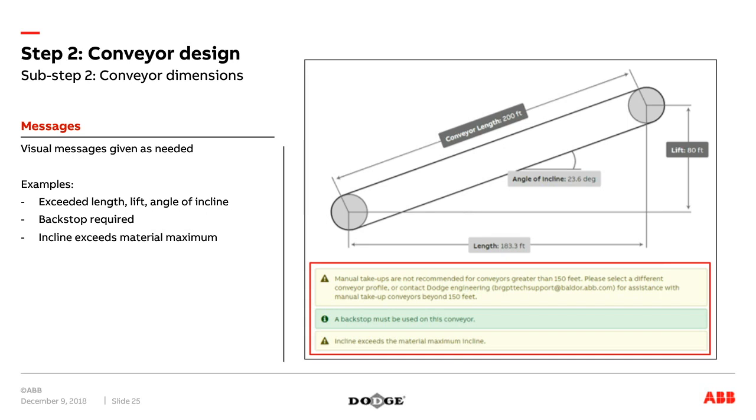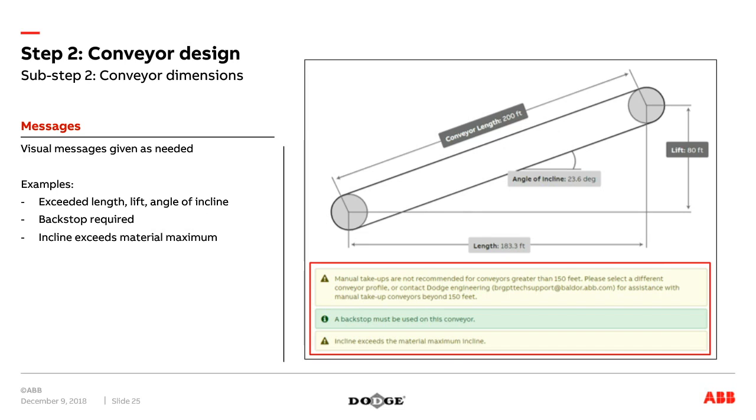In this situation, you have an incline, so a backstop must be used on this conveyor. And you also see a warning because the incline exceeds the material maximum incline. Again, things that you can do, but we're going to at least warn you as far as the recommendations and what they would be as you go through the selection process.